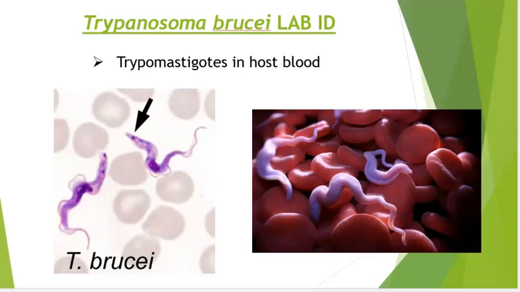So what does Trypanosoma brucei look like in the host blood? These guys look very similar to T. cruzi, except these have more of a squiggly look to them, where the T. cruzi more had a telltale C shape or curve shape. These look more squiggly in shape. And again, you can tell we're looking at a blood sample because these are our red blood cells.